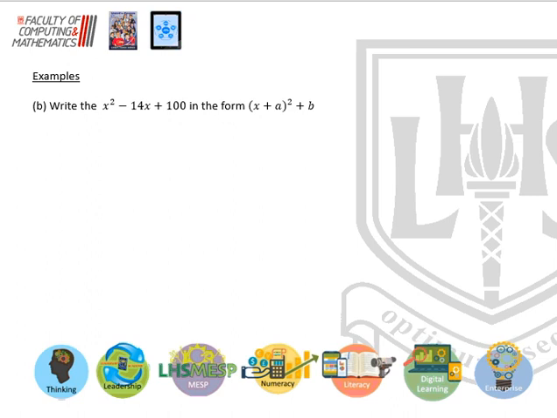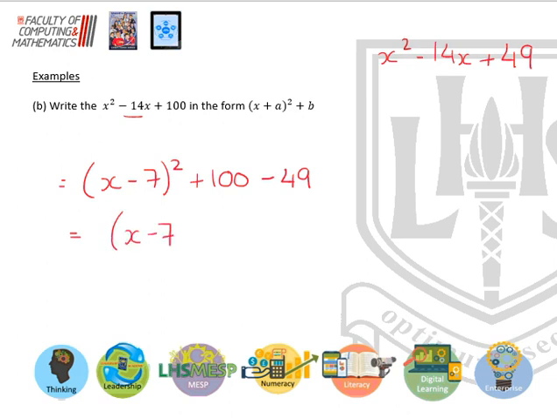Okay, last example. x squared minus 14x plus 100 in the same completing the square form. First things first, the minus 14x is going to be x minus 7 all squared. The plus 100 doesn't go anywhere, that's going to stay there. The x minus 7 all squared we know is going to be x squared minus 14x, and then negative 7 times negative 7 will give me plus 49. So I need to take away 49 to cancel that extra 49 that comes out of that bracket. And then that simplifies to x minus 7 all squared plus 51.